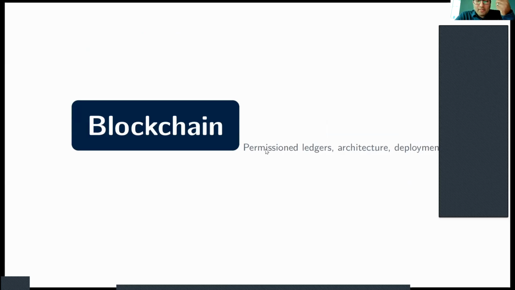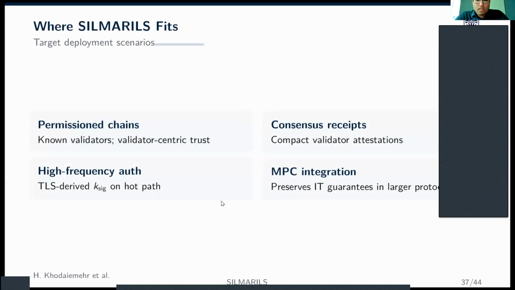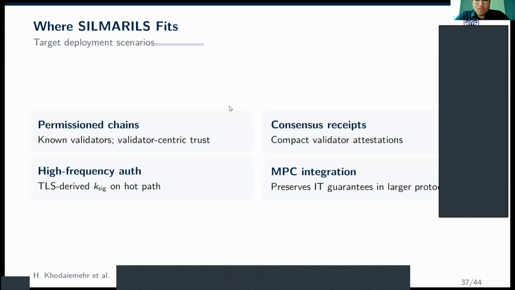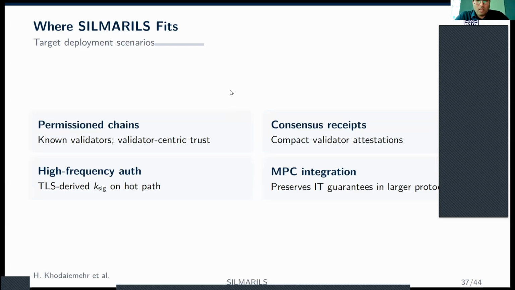Let's leave the proof and talk about deployment and where the operator would use SILMARIL. We want to see how blockchain operators or practitioners can employ SILMARILs. The question here is where SILMARIL fits. In practice, the sweet spot is permissioned networks with validator-centric verification and high-frequency user authentication. It is not aimed at public bridges where anyone on the internet must verify signer identity. So this nicely fits a vast majority of blockchain applications.